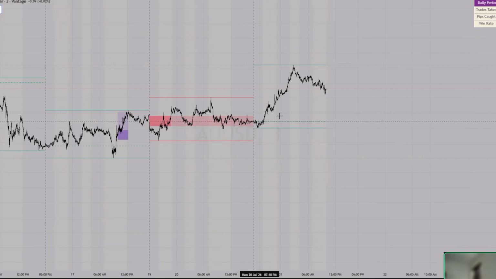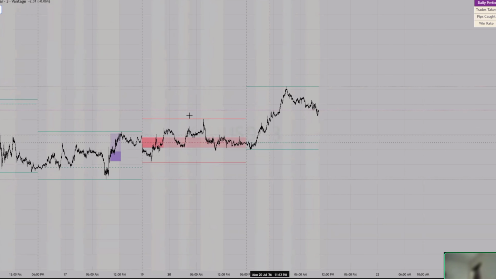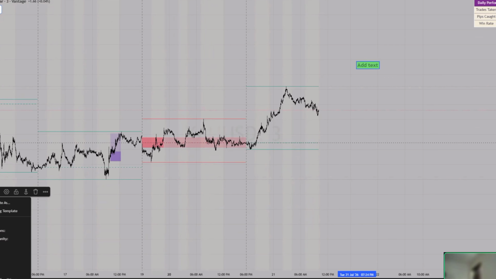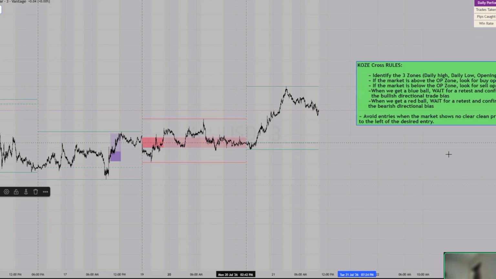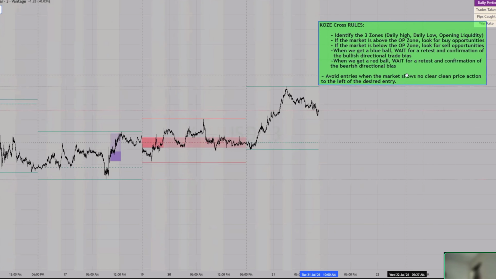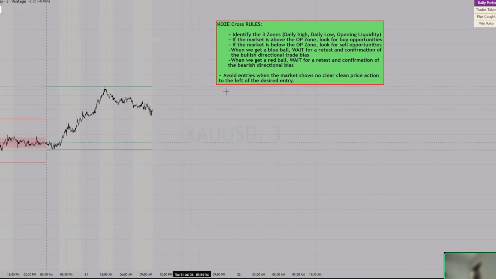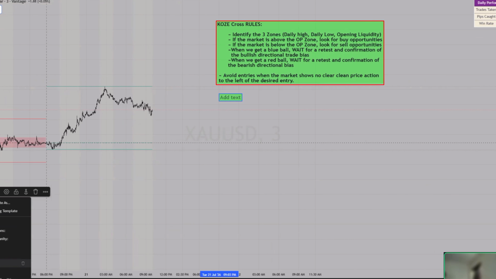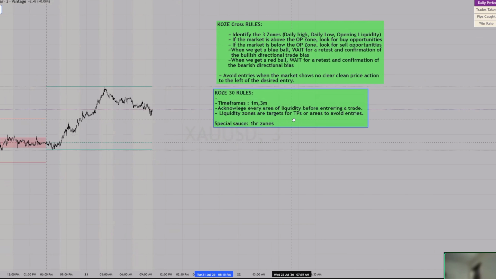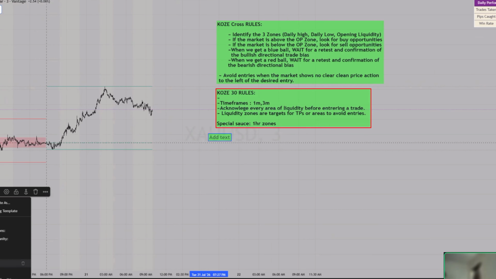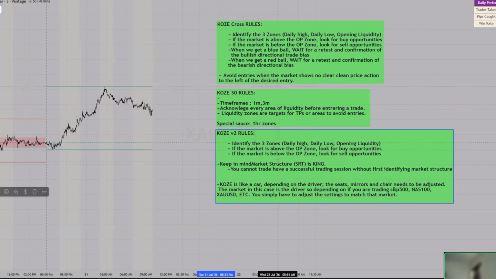Now, what I want to show you guys now that you understand how Koze works, I'm gonna just drop these 2 right here so you guys can take screenshots. I need you guys to understand 3 things. 1, how Koze Cross works. All right, so let's just go over here. 2, need you guys to understand how Koze 30 works. And 3, I need you guys to understand how Koze works. Koze is the number 1. This is the first thing that we've done, right? Is Koze. So Koze Cross rules we went over.